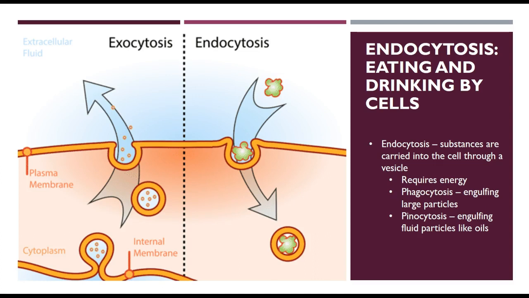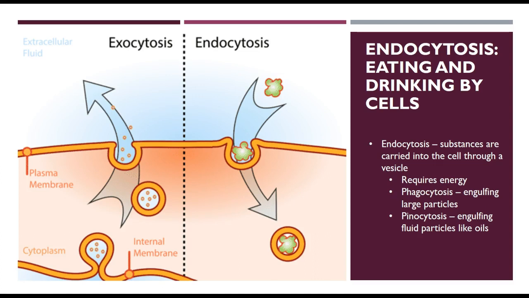Pinocytosis is engulfing fluid particles. So this is like cell drinking, where the cell is going to engulf particles like oils and other fluid materials in the same manner in a small vesicle and then bring it into the cell. Cells can also get rid of wastes in this same way.